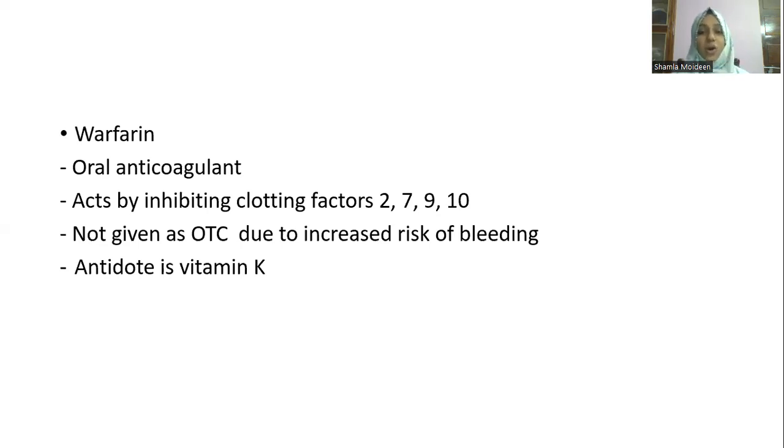So warfarin is an oral anticoagulant or blood thinner. It acts by inhibiting various clotting factors like 2, 7, 9, 10, and it is not given as an OTC drug due to the increased risk of bleeding. So here the answer is vitamin K. Vitamin K is used as an antidote for warfarin.